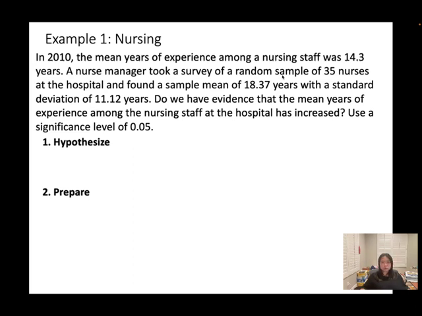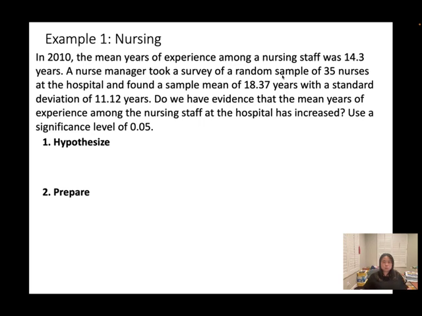Okay, let's try to do it together. In 2010, the mean years of experience among a nursing staff was 14.3 years. A nurse manager took a survey of a random sample of 35 nurses at the hospital and found a sample mean of 18.37 years with a standard deviation of 11.12 years. Do we have evidence that the mean years of experience among the nursing staff at the hospital has increased? Use a significance level of 0.05.